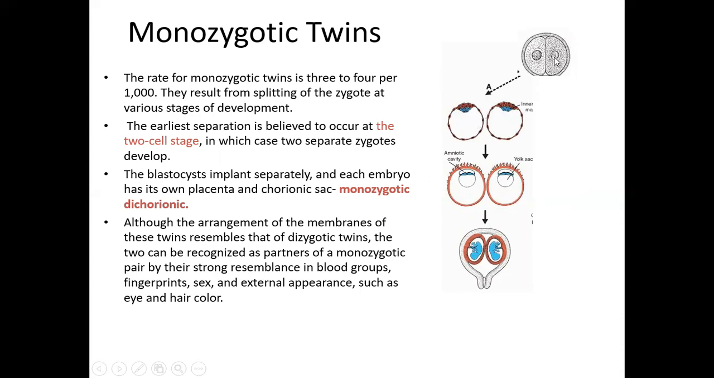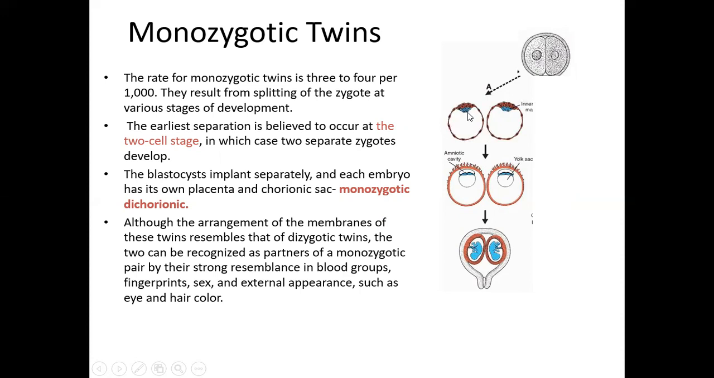Two cell stage पे अगर division हो जाए, the cells are totipotent. So two blastocysts will be formed, क्योंकि embryoblast भी दो बनेंगे, trophoblast भी दो बनेंगे. So the blastocyst implants separately, and each embryo has its own placenta, own chorionic sac. So monozygotic, but since the zygote is one, monozygotic, dichorionic, and diamniotic. ठीक है.